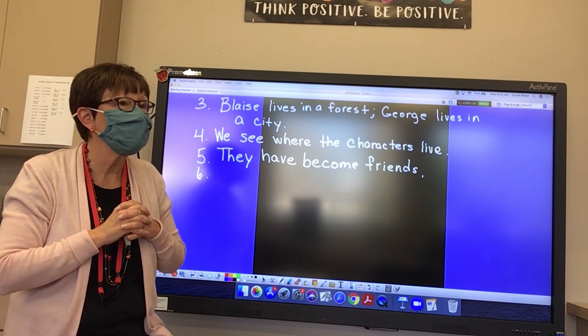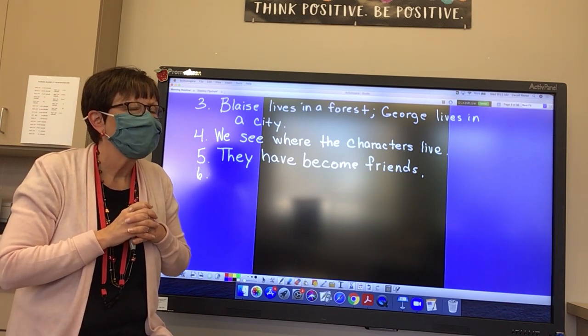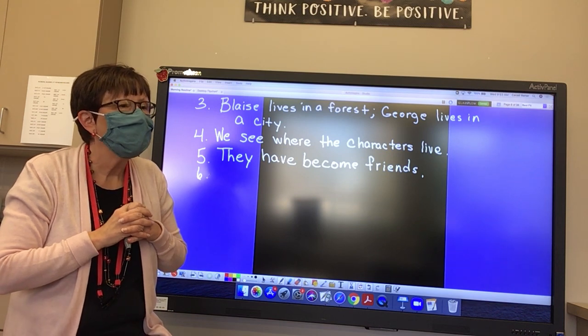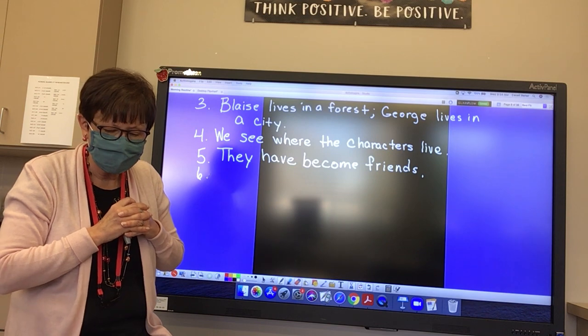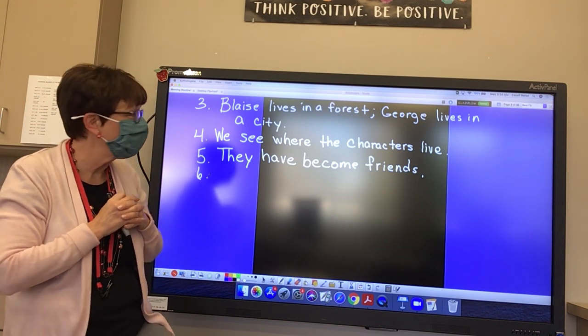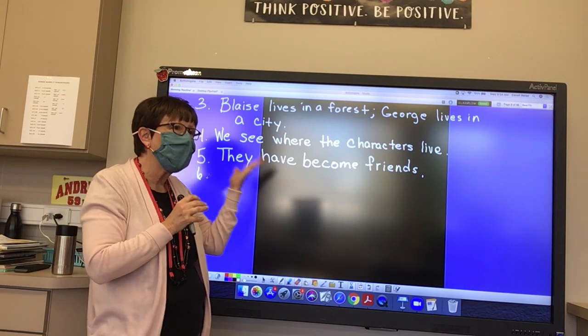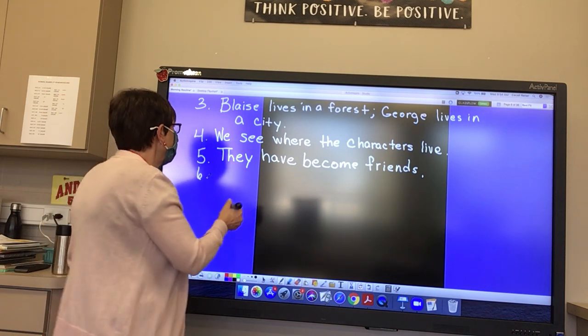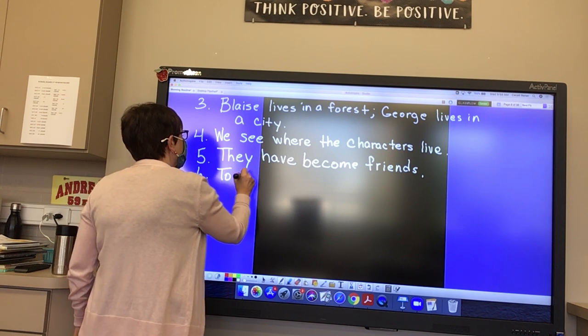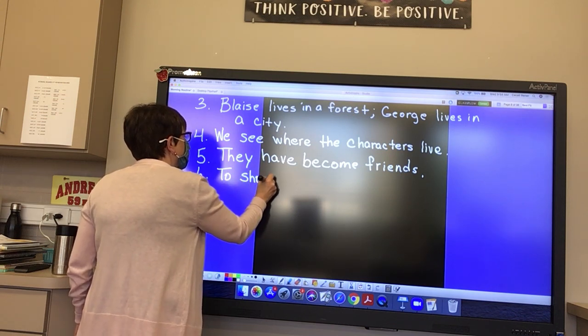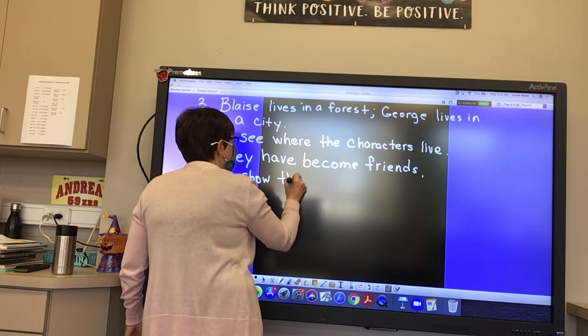What do you think the author's showing us? Avery? So that we can see what their reaction is. To see what the reaction is? Yanni, what do you think? Showing how similar they are. And they become what? Friends. To show that the pen pals have become friends, that they have become close, good friends. Okay, so we're going to write: to show the pen pals have become friends.